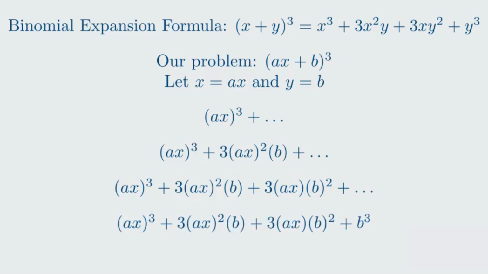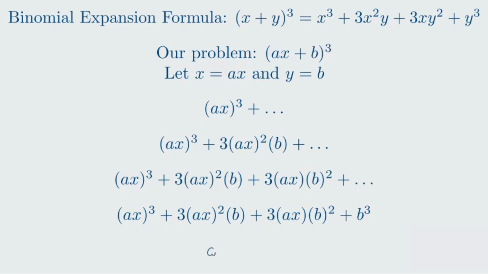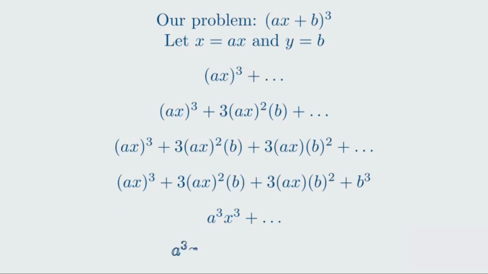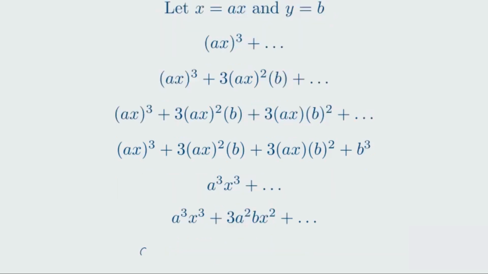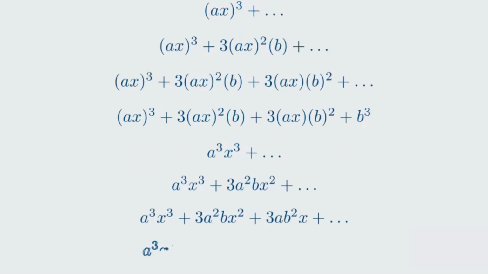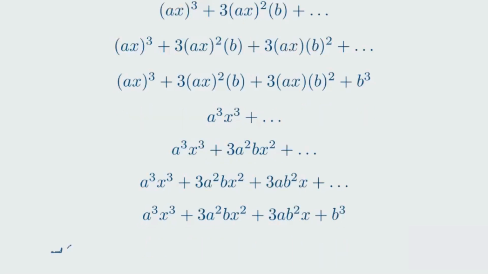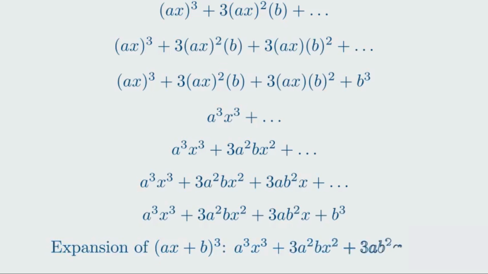Now, let's simplify this expression by expanding the powers and rearranging. For the first term, ax cubed is a cubed x cubed. For the second term, ax squared becomes a squared x squared. Multiplying by 3 and b, we get 3a squared b x squared. For the third term, b squared is just b squared. Multiplying by 3 and ax, we get 3ab squared x, and the last term remains b cubed. So, our full expanded expression is a cubed x cubed plus 3a squared b x squared plus 3ab squared x plus b cubed.